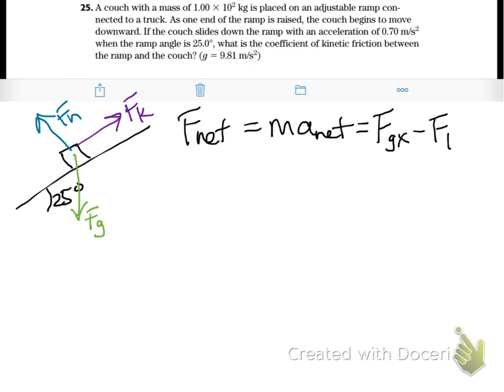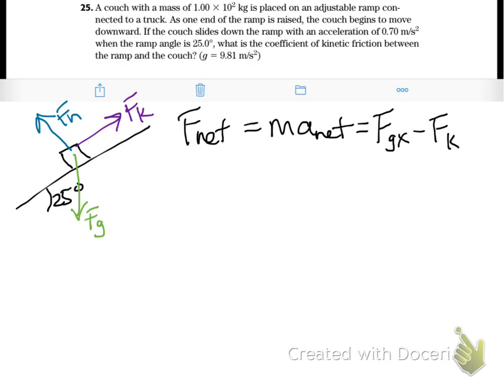What you see here is that we have our net force is equivalent to the mass times the net acceleration. That's the acceleration that's going down the slope. This can also be expressed as the vector sum of our force due to gravity along the x component. Here, that x component is not on a traditional xy coordinate scale, but our x is along the surface. Then we take that and subtract away the force due to kinetic friction.